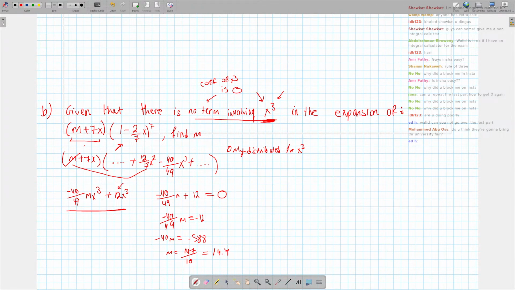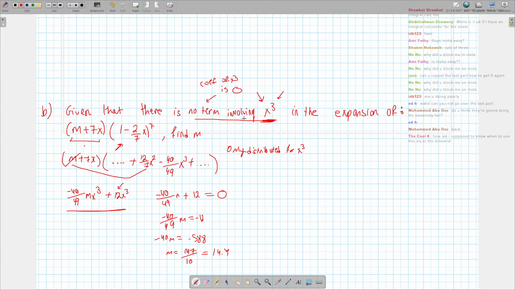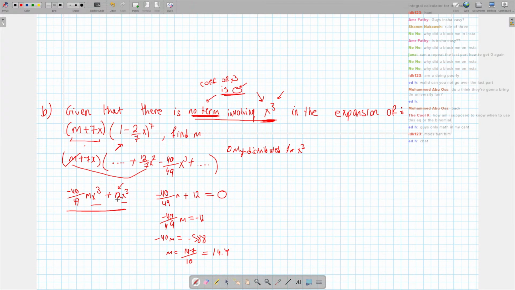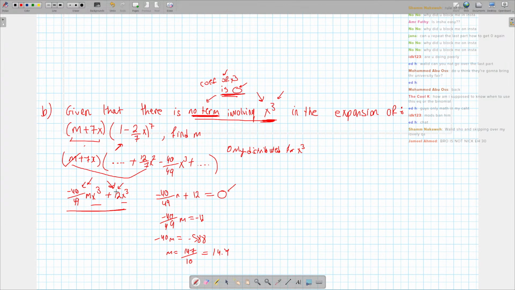Okay, repeat the part how to get 0 again. Since they said that there's no x cube term, that means the coefficient of x cube is 0. There are two terms involving x cube, this one and this one. When we say the final coefficient is 0, that means when you add this coefficient and this coefficient, you get 0. You're combining like terms.